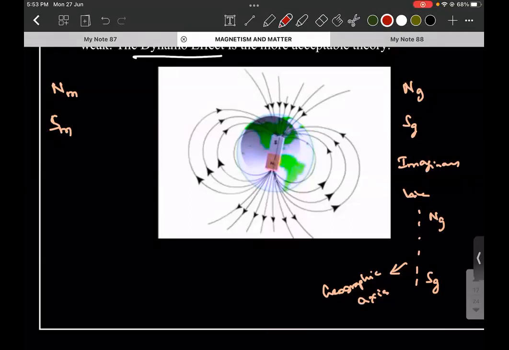Now the next point is, if you define a plane, that is a two-dimensional shape, which is perpendicular to the geographic axis, you call it the geographic meridian. Are you able to understand?